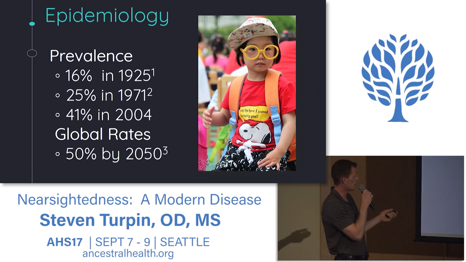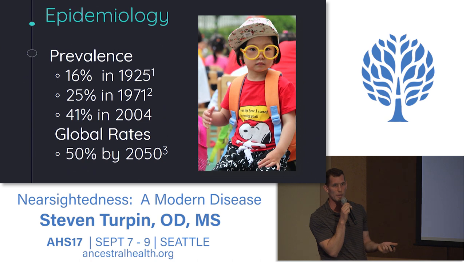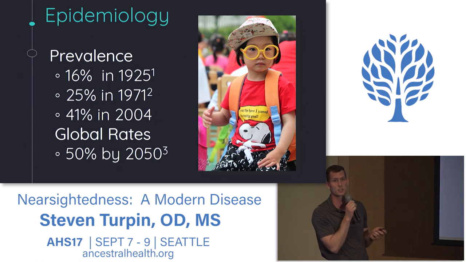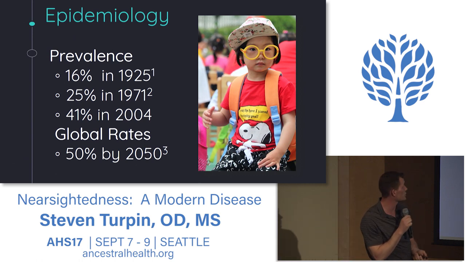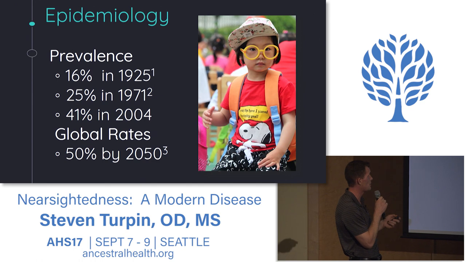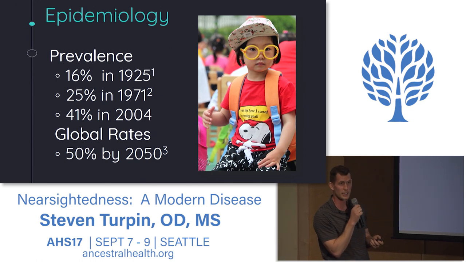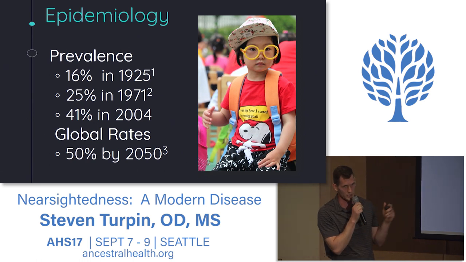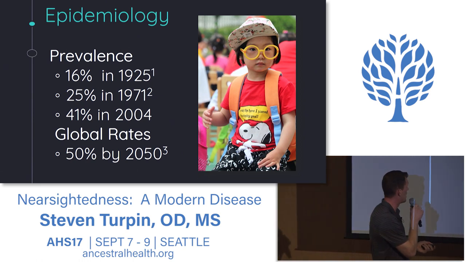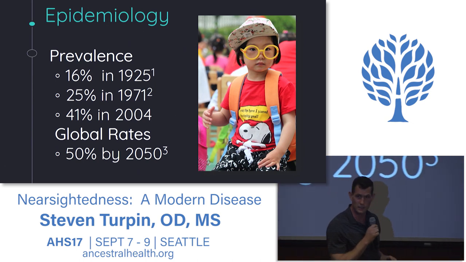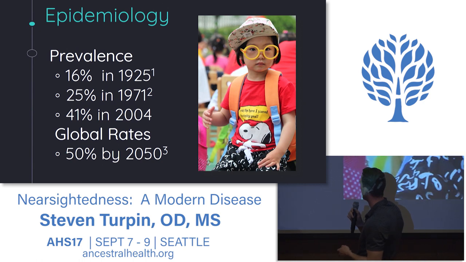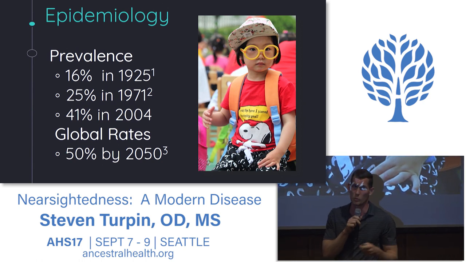So is it even a big deal? Why are we talking about it? As far as prevalence, it has increased exponentially in the last 100 years. In 1925, a survey of German school children found about 16% were myopic. Then a huge study in the United States looked at the whole population: in 1971, it was about 25%, and by 2004, it had increased to 41%. A group in Australia that is really big into this is predicting that by 2050, one in two people will be nearsighted.